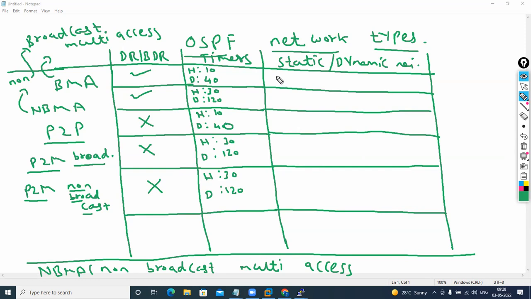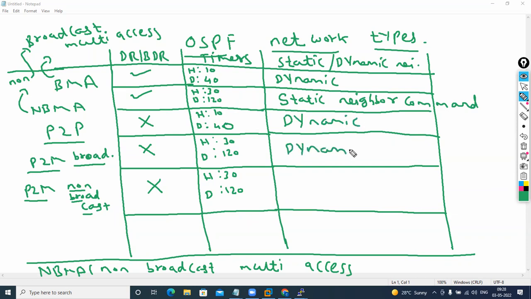If we talk about BMA, there is dynamic neighborship. In an NBMA network, you need to use the static neighbor command in order to form adjacency. In point-to-point again, we have dynamic neighborship. Point-to-multipoint broadcast, we have dynamic. And point-to-multipoint non-broadcast, we have the static neighbor command. So you need to enable the neighbor command under OSPF in order to form adjacency.